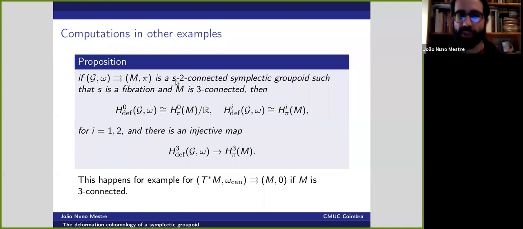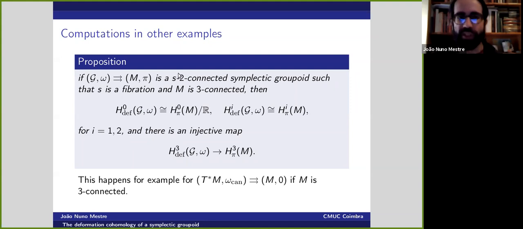So if we had a symplectic groupoid for which the source fibers are 2 connected, and such that the base is 3 connected, and such that the source is a fibration, this might seem like a lot, but it happens sometimes, then we have the same conclusions. The cohomology of the symplectic groupoid is, up to constants in small degrees, the same as the deformation cohomology of the Poisson manifold, which is the base. Okay, the proof would be just go back and repeat everything.